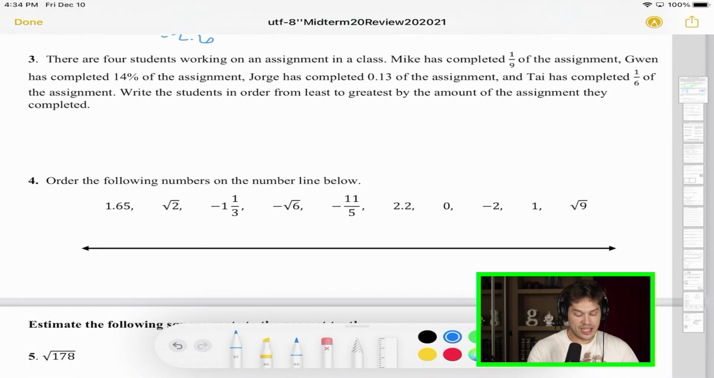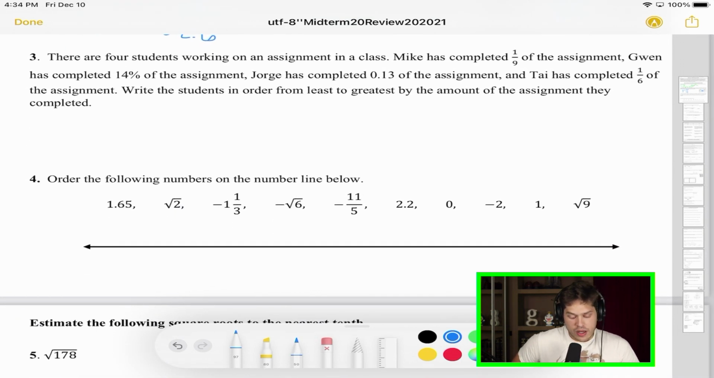Okay. Number 3. There are 4 students working on an assignment in class. Mike has completed 1/9 of the assignment. Gwen has completed 14% of the assignment. Jorge has completed 0.13 of the assignment. And Ty has completed 1/6 of the assignment. Write the students in order from least to greatest by the amount of the assignment that they have completed.